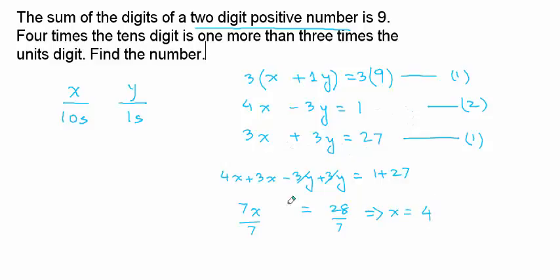Once we get a 4 over here, it's pretty easy to figure out the other one. It's given that the sum is 9 for the two digits. Therefore, the other one has to be a 5. So our number is 45.